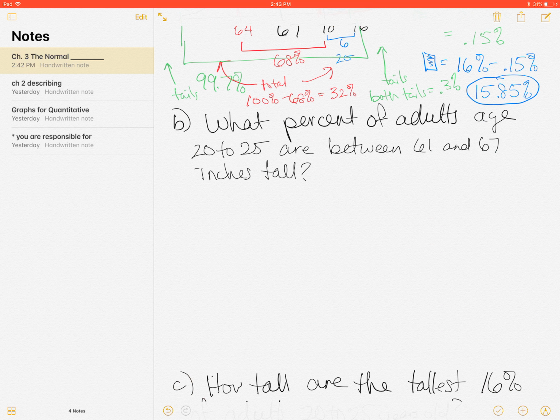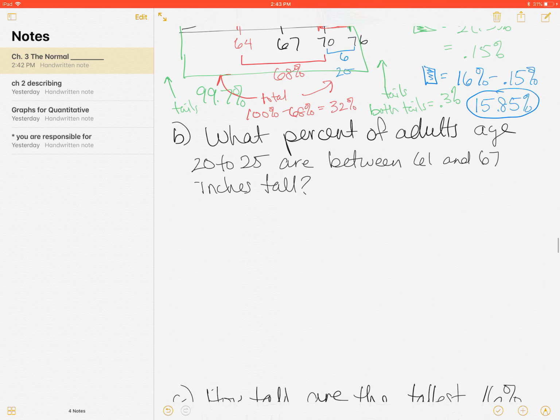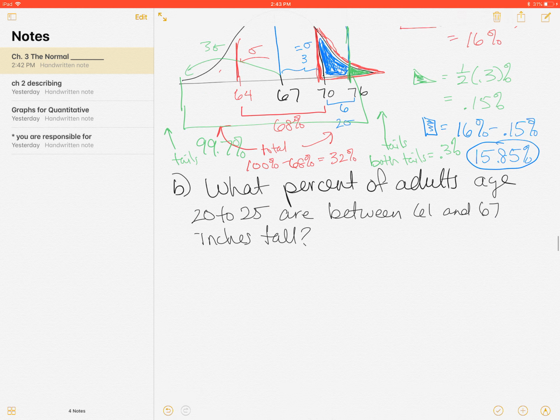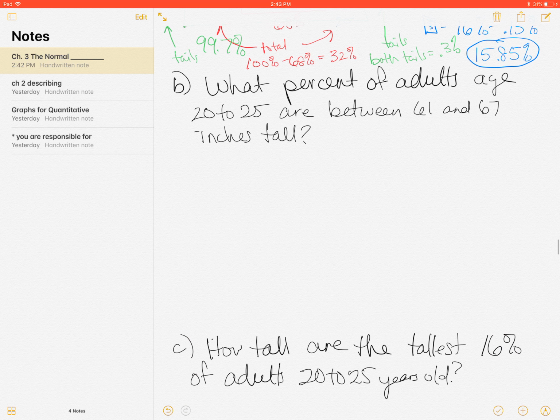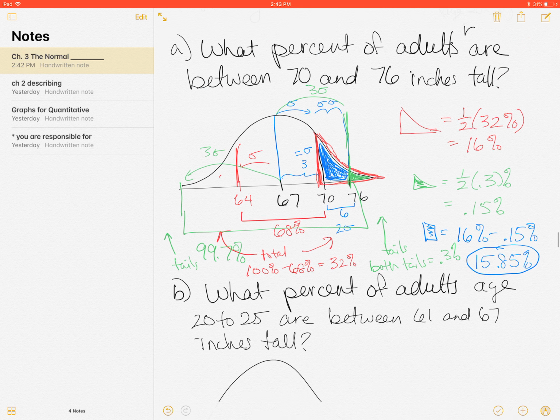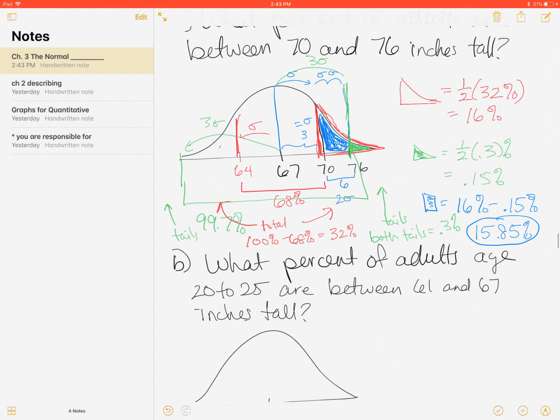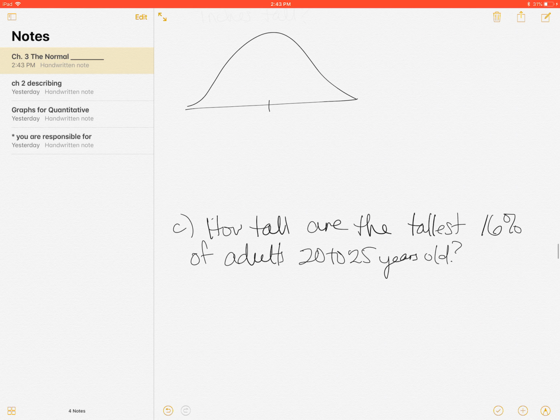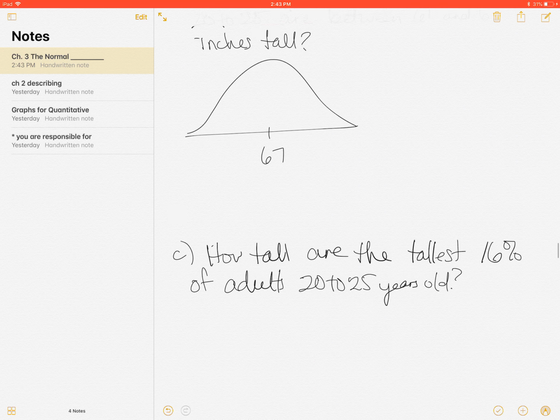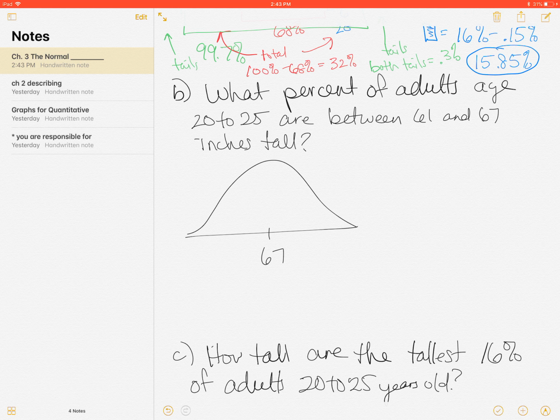So let's do that one more time so we can get a feel for that. What percent of adults aged 20 to 25 are between 60 and 67 inches? So again, I'm going to start with my picture. The mean is 67. And I want between 61 is somewhere over here, and 67.